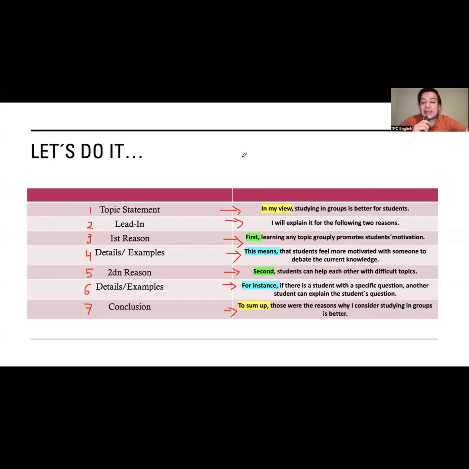In my view, studying in groups is better for students. I will explain it for the following two reasons. First, learning any topic in a group promotes students' motivation. This means that students feel more motivated with someone to debate the current knowledge. Second, students can help each other with difficult topics. For instance, if there is a student with a specific question, another student can explain the answer to the question. To sum up, those were the reasons why I consider studying in groups is better.